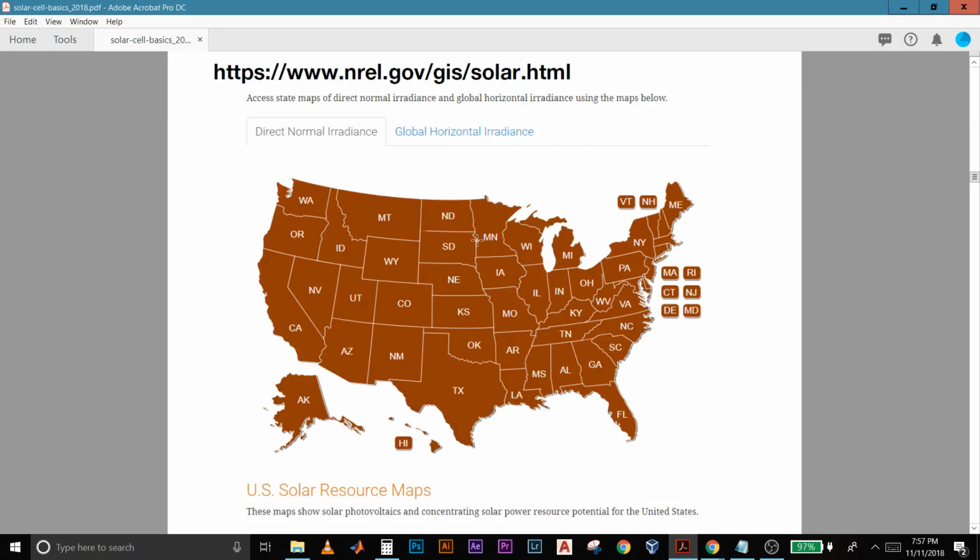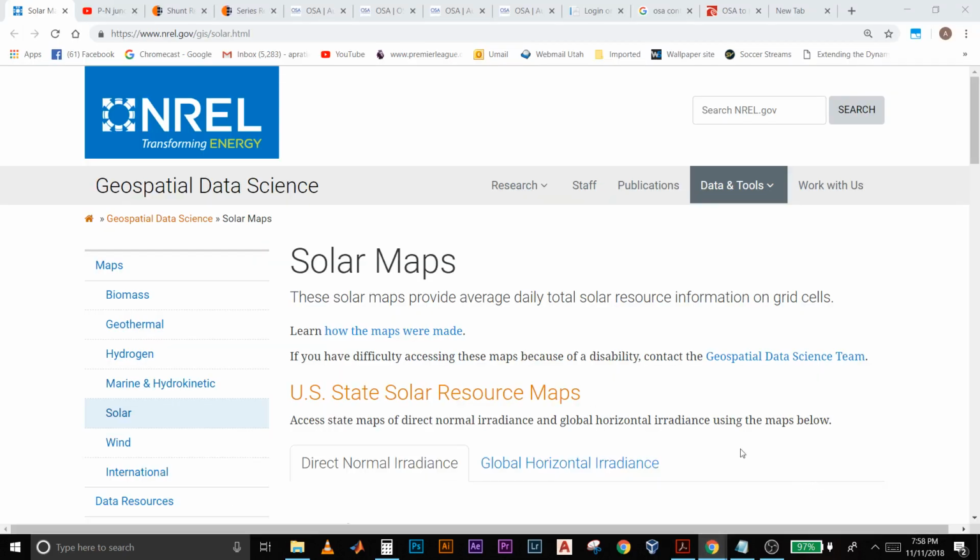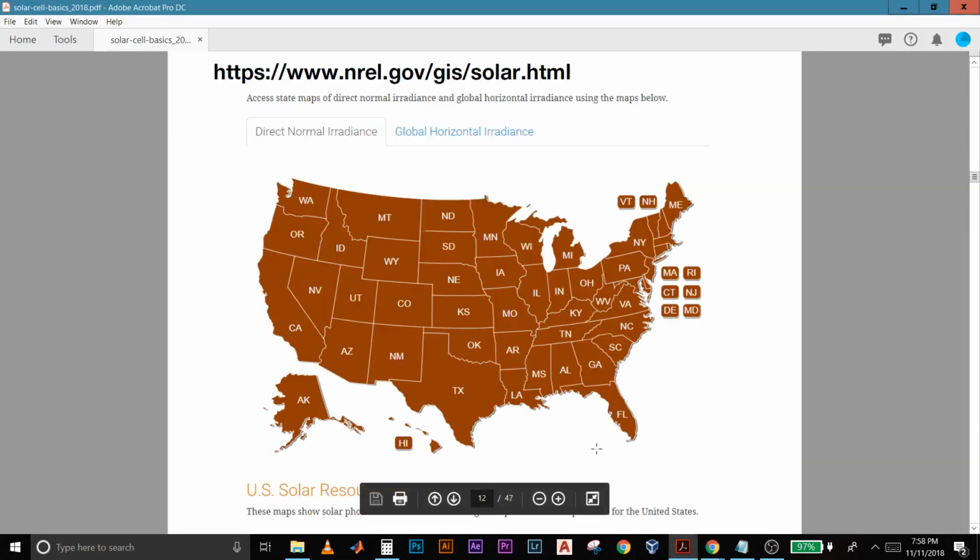So here is an interesting website. This is from the National Renewable Energy Lab, and what this shows us is the map of the United States. If you click on each of these states, you can get different data like solar irradiance and so on. I can show you, if we go to the National Renewable Energy Lab website, it's the link which is provided over here.